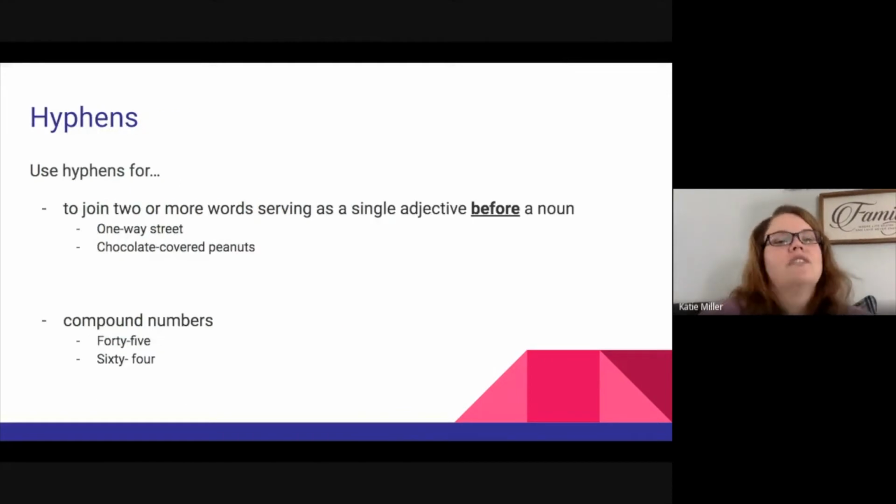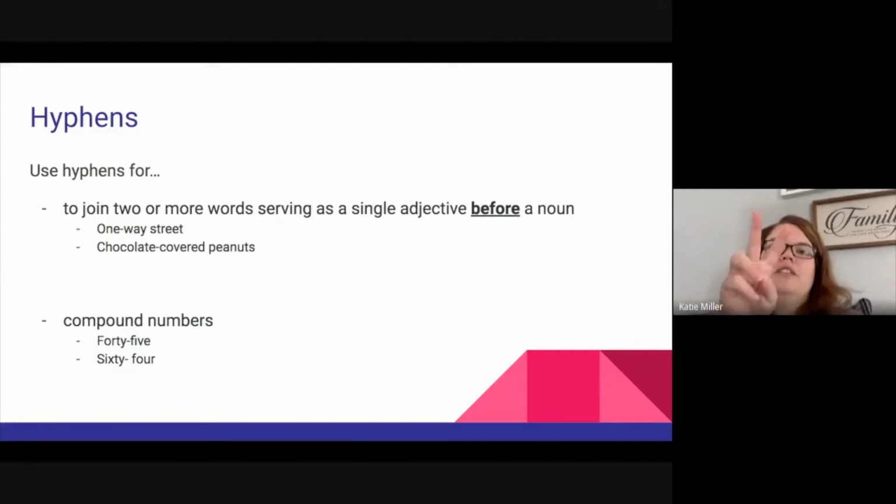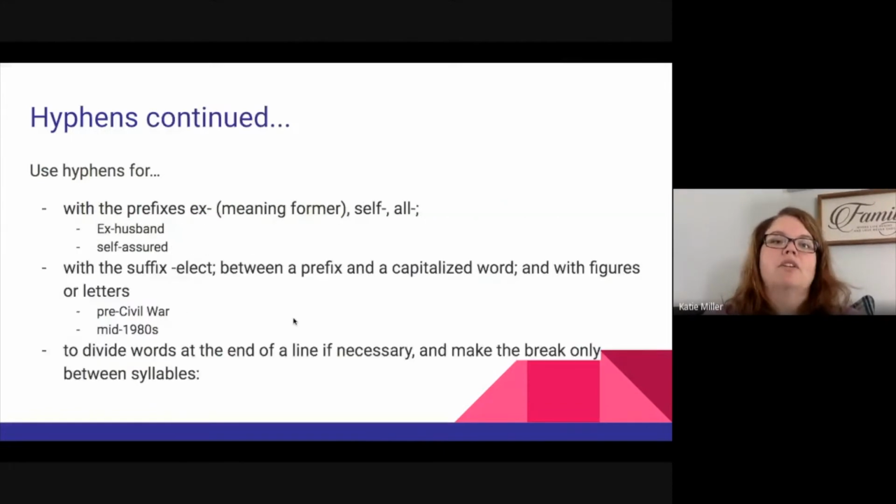Okay, so with hyphens, you're going to join two or more words serving as a single adjective before a noun. So if you're taking two words and putting them together to form an adjective, that's when you're going to use a hyphen. So a one-way street, chocolate-covered peanuts. Those are examples. Anytime that we form compound numbers up until the number 99, you're going to be using a hyphen in between. 45, 64, right? These are examples of those hyphenated compound numbers.